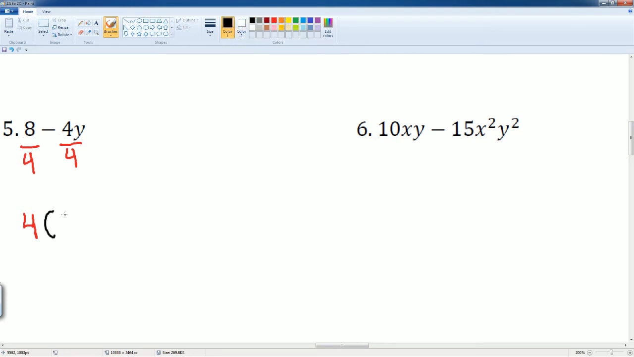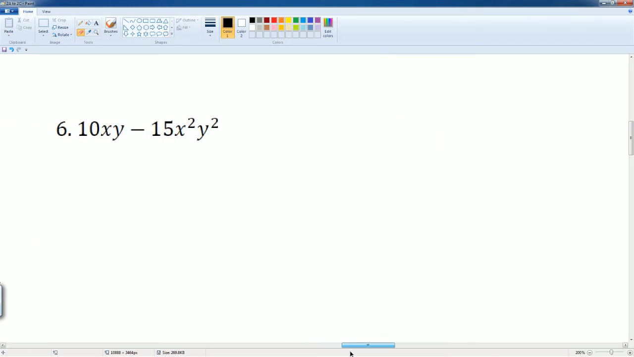Parentheses, what's left over? 8 divided by 4 is 2. Bring down that minus sign. 4 divided by 4 is just 1, leaving you with just a y. Do we ever write that 1y? No. So we could just write it like this: 4 parentheses 2 minus y. Next, let's look at number 10.